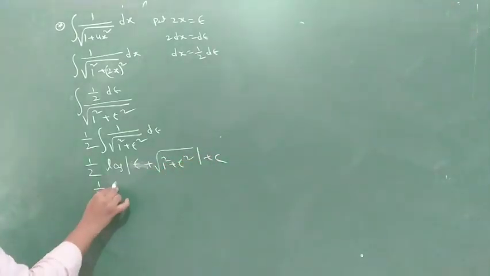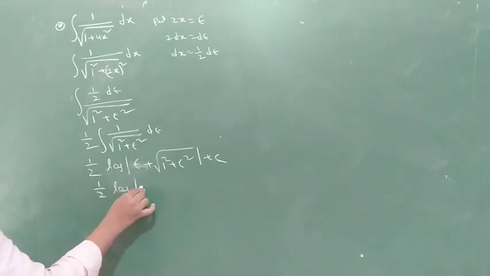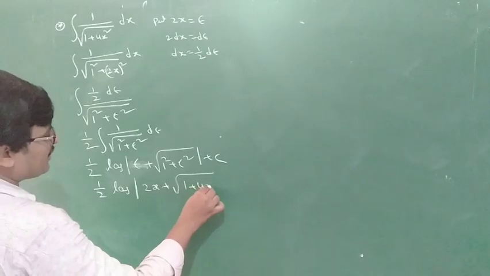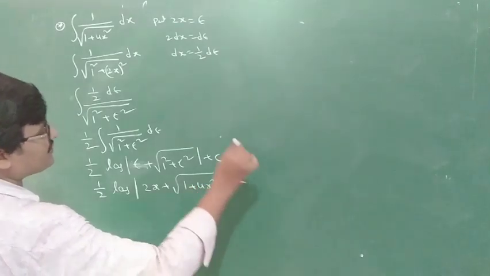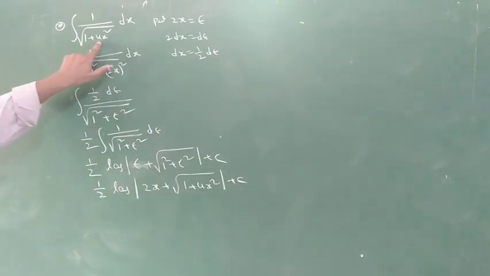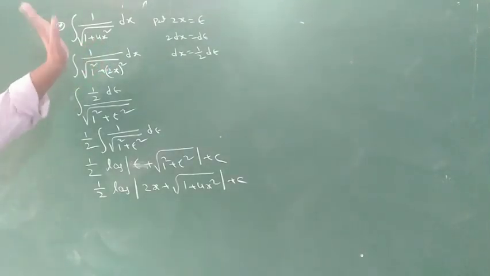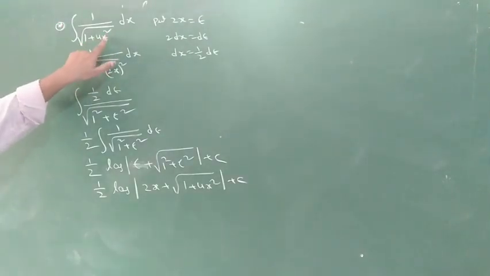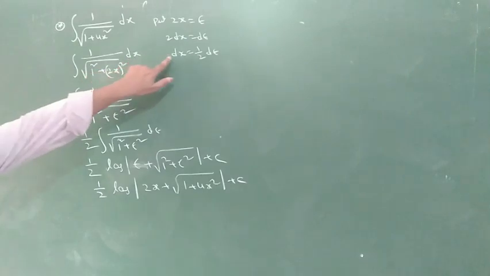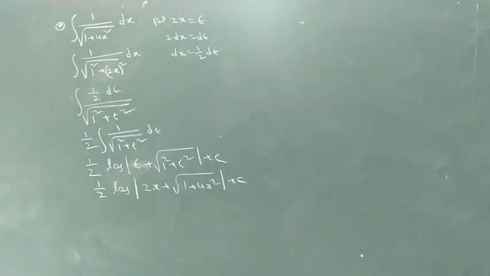So 1 by 2 into log mod of 2x plus root of 1 plus 4x square plus c. Note that the value is 4x square, not 4x whole square; 4x square is equal to 2x whole square, so 2x is equal to t. Simple. Okay.